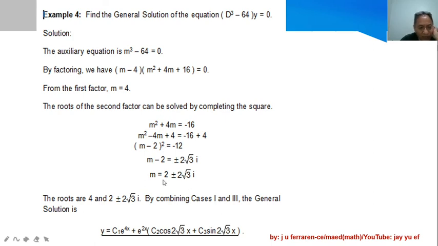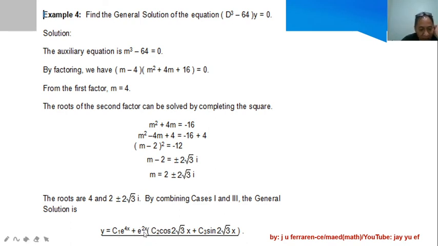So, one of the roots is real. What's the real root? 4. And the other two roots are imaginary, complex conjugates, so case 1 and case 3. Present your answer: C1 exponential 4x. Then, third case. A is 2, B is 2 square root of 3. Take the formula, exponential ax.